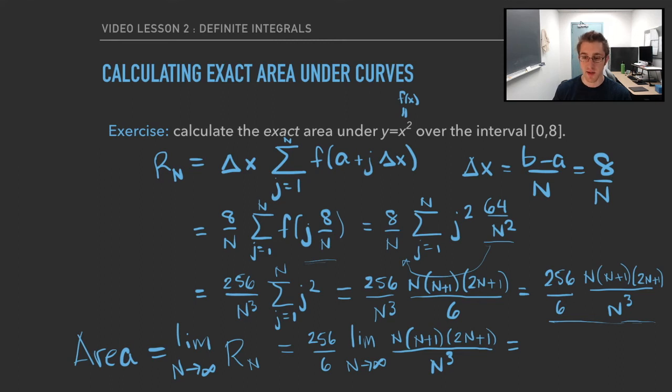If you don't know why that is, you should go back and review limits, or if it's a real sticking point, you can ask me during office hours or something like that. Anyways, this entire thing is equal to 2, and so we have 256 times 2 over 6. So that's 256 divided by 3, and that's our final answer. That's the exact area under y equals x squared over the interval 0 to 8.